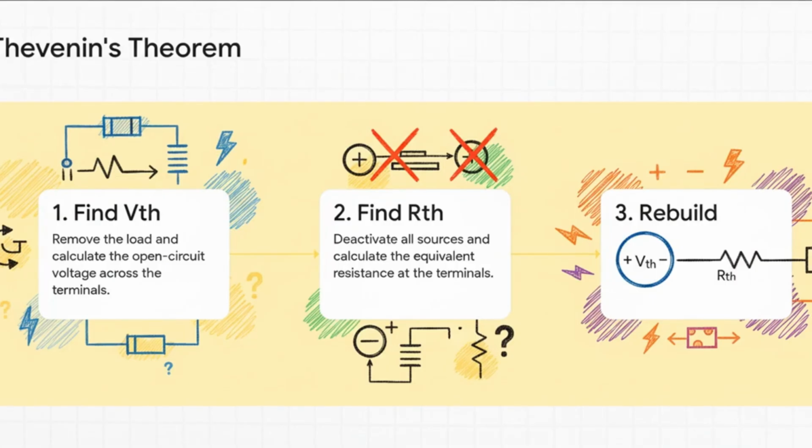And the process is surprisingly straightforward. First, you take out the component you care about and find the voltage across the open terminals. That's your V-Thevenin. Second, you turn off all the independent power sources and calculate the total resistance you see looking back into those terminals. That's your R-Thevenin. And finally, you just reconnect your component to this brand new, super simple circuit and solve. It is an absolute game changer.